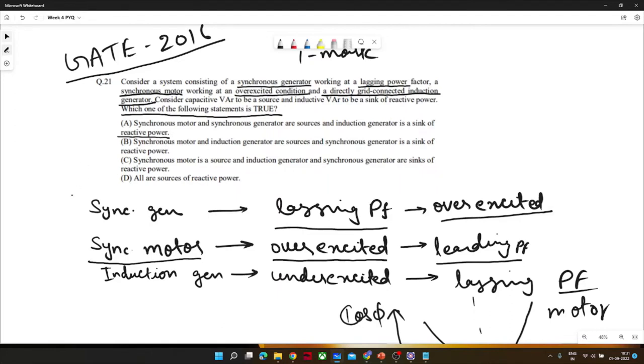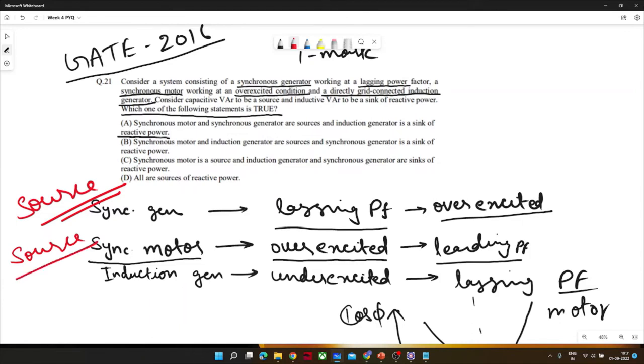So we saw here the synchronous generator is overexcited, so it can deliver, so it can work as a source. Synchronous motor is also overexcited here. It can also work as a source of reactive power. Induction generator is underexcited, so it will act as a sink of reactive power. So our option A would be correct in this case. Fine.